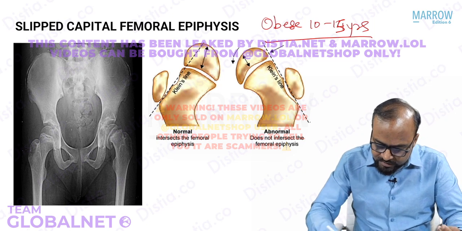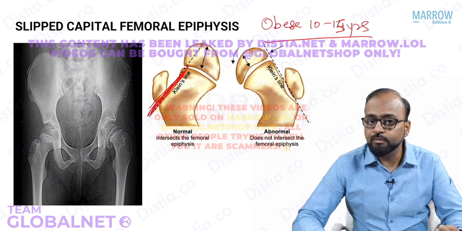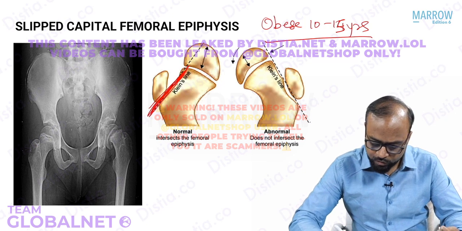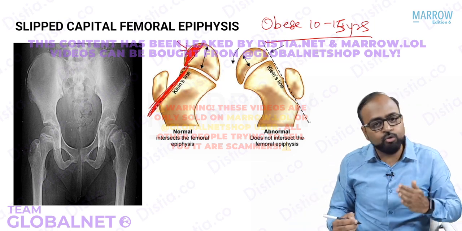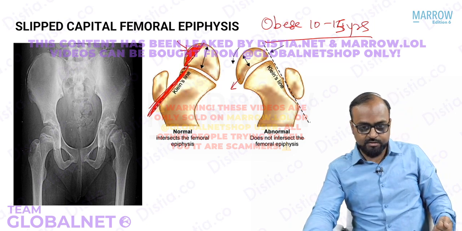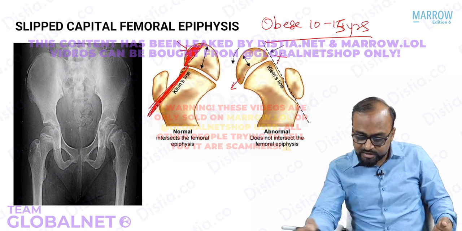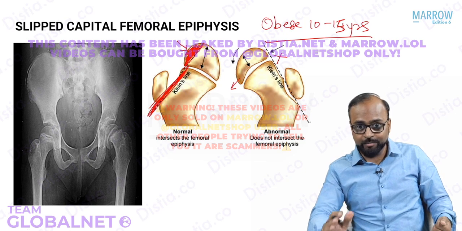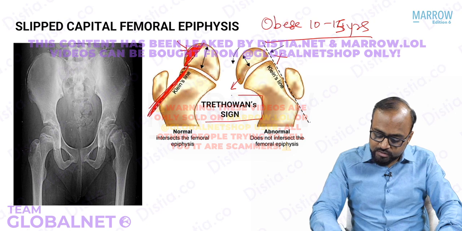So what happens basically is that we draw a line. That line is called Klein's line. As you can see here, this line is drawn along the upper edge of the femoral neck. Normally it should always intersect the femoral head. Can you see this highlighted red area there? It should always intersect a part of the femoral head epiphysis. But if the femoral head epiphysis gets slipped like this, then this line, the Klein's line, does not intersect a part of the femoral head epiphysis. This is what is called a positive Trethowan's sign.